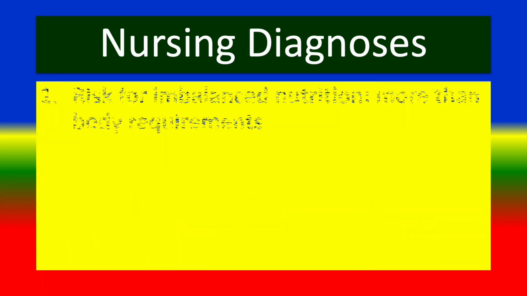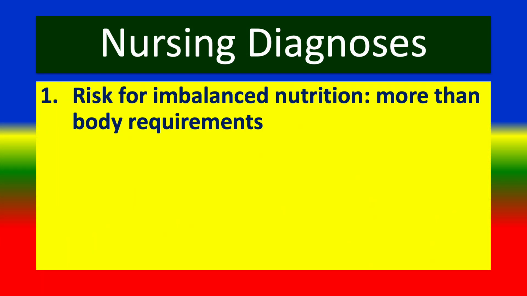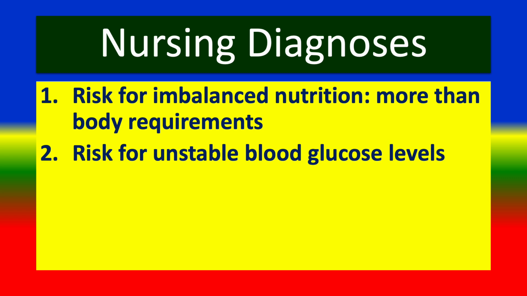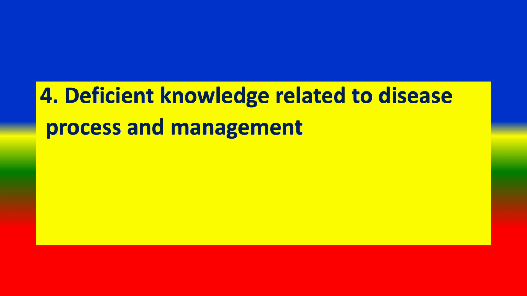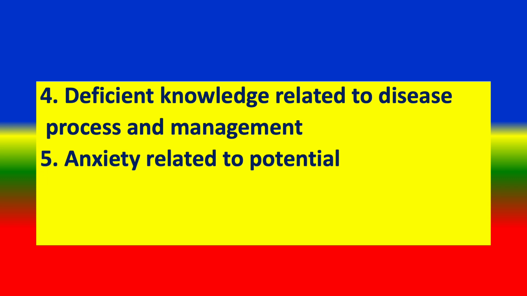Nursing diagnosis: 1. Risk for imbalanced nutrition, more than body requirements. 2. Risk for unstable blood glucose levels. 3. Risk for infection. 4. Deficient knowledge related to disease process and management. 5. Anxiety related to potential complications.